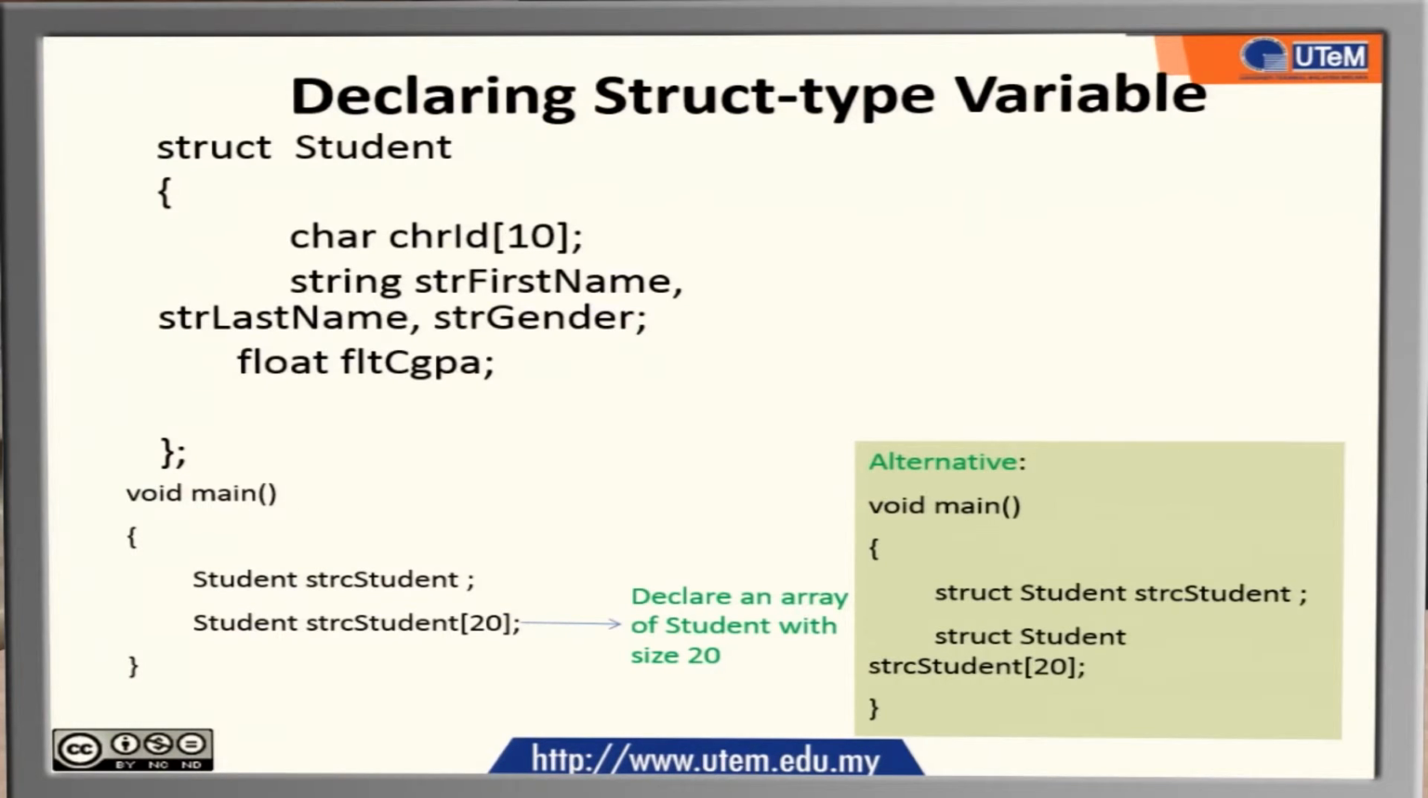Alternatively, you can use the word struct inside your main program: struct followed by the struct name and the variable name. As you can see, struct is the reserved word, and student is the struct name, followed by the variable name.